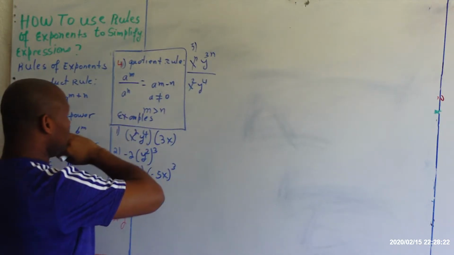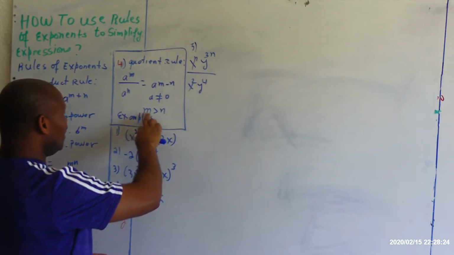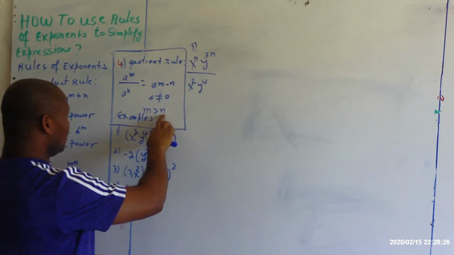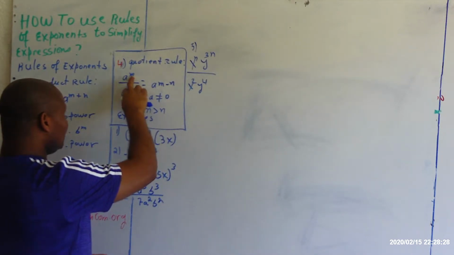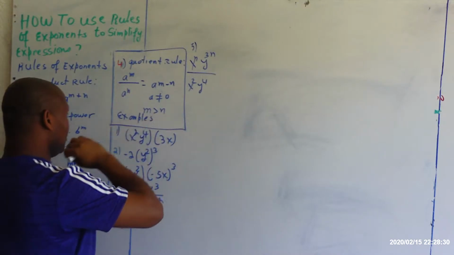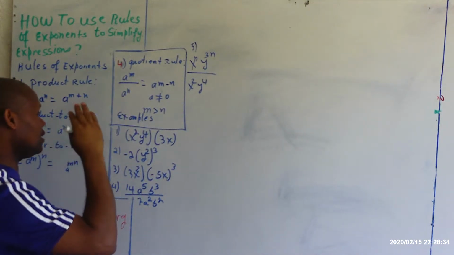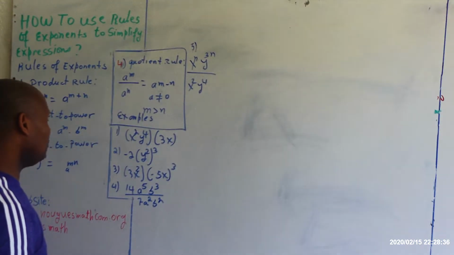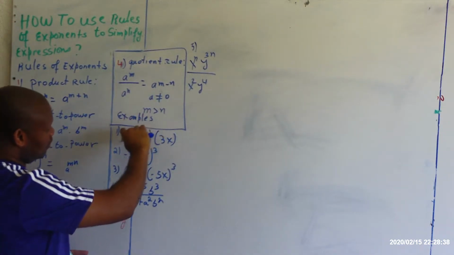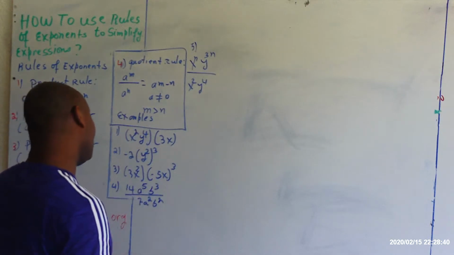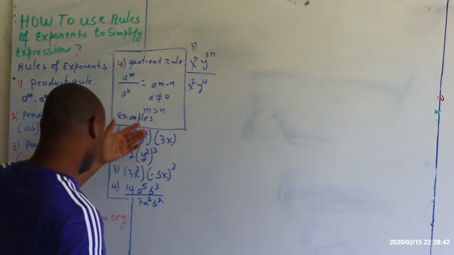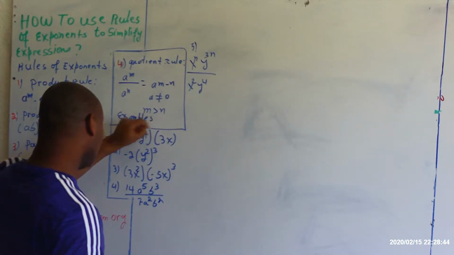And also m must be greater than n. You see, this m must be greater than n. That's for now, because next, when we go deeper, you will see m should be less than n, but for now, m must be greater than n.